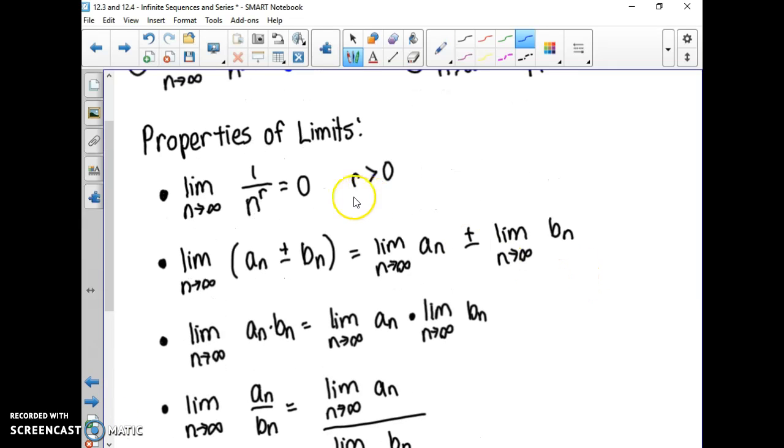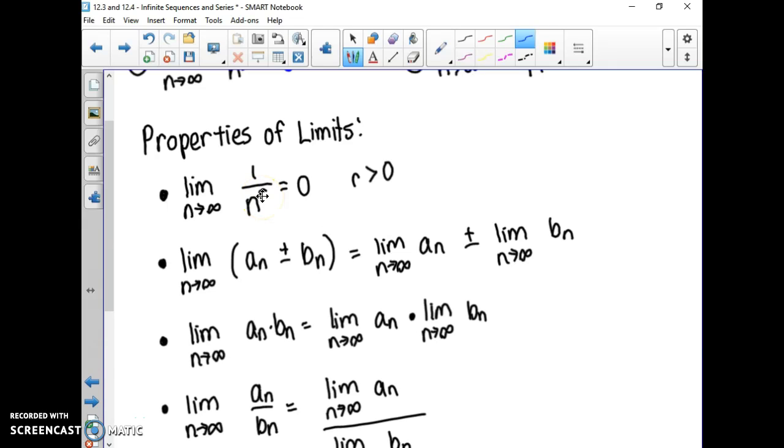Now let's talk about what some of these mean. The limit as n approaches infinity of 1 over n to the r power. So a variable really to any power, it could be x squared, it could be x to the fifth, it could be x to the millionth, is going to equal 0 because that denominator will get larger and larger and larger. The only exception is that the r cannot be negative. The r has to be positive here.